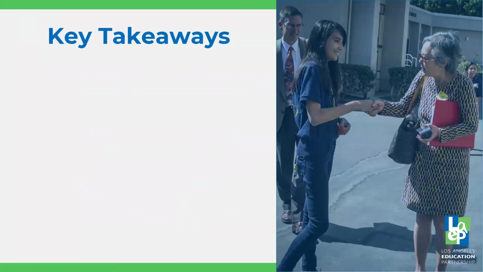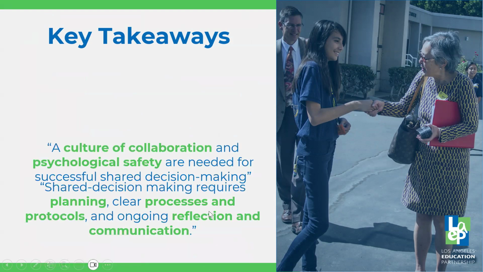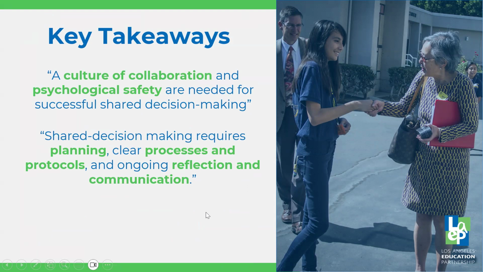This brings us to the end of our shared decision-making learning module, and we want to just share a couple key takeaways from this learning. First, a culture of collaboration and psychological safety are needed for successful shared decision-making. Second, we want you to remember that shared decision-making requires planning, clear processes and protocols, and ongoing reflection and communication.